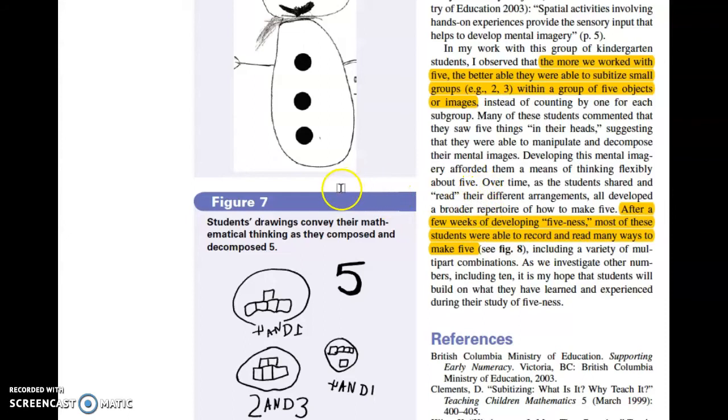So this article reminds me that fiveness does not happen with only 1 or 2 or even 3 exposures or lessons. These experiences need to occur continuously with different visuals in order to give young learners a basic understanding of fiveness, or decomposing numbers up to 5.